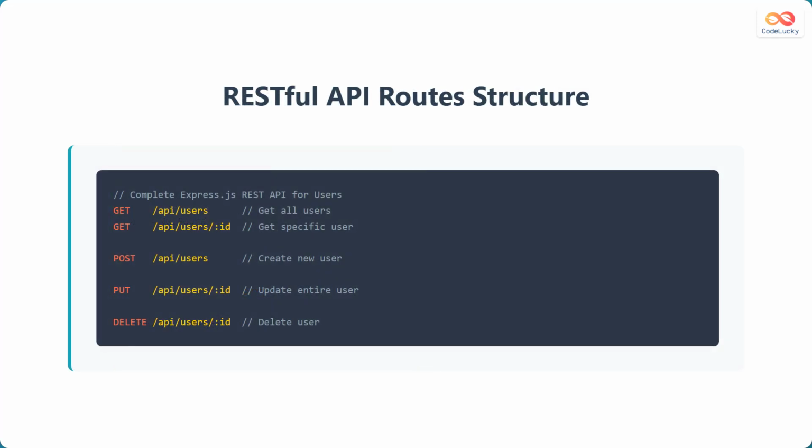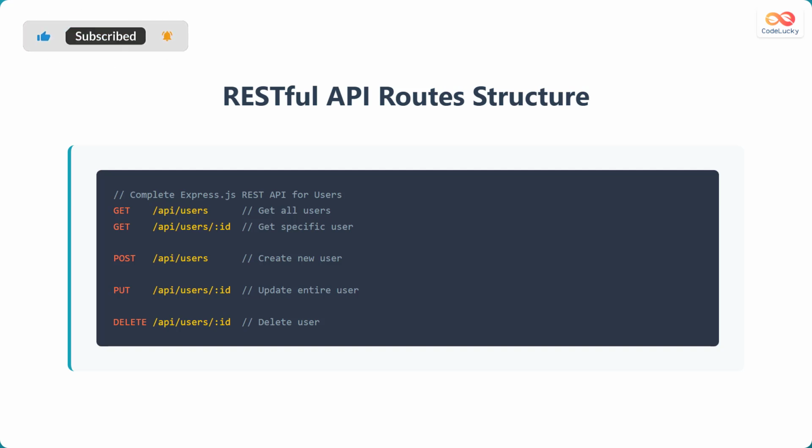A well-structured RESTful API uses a consistent pattern for its routes. This slide shows a common structure for managing users in an API. A GET request to /API/users retrieves all users. A GET request to /API/users/ID retrieves a specific user by their ID. A POST request to /API/users creates a new user.